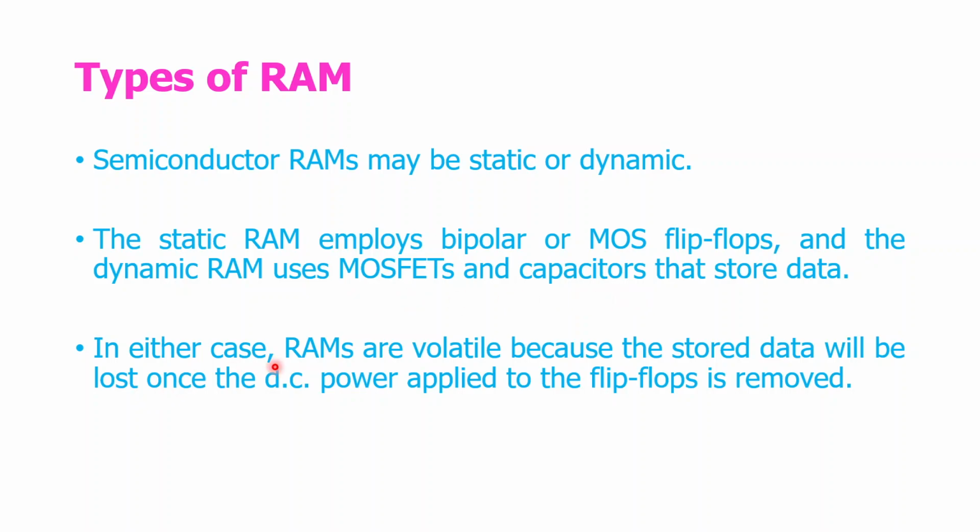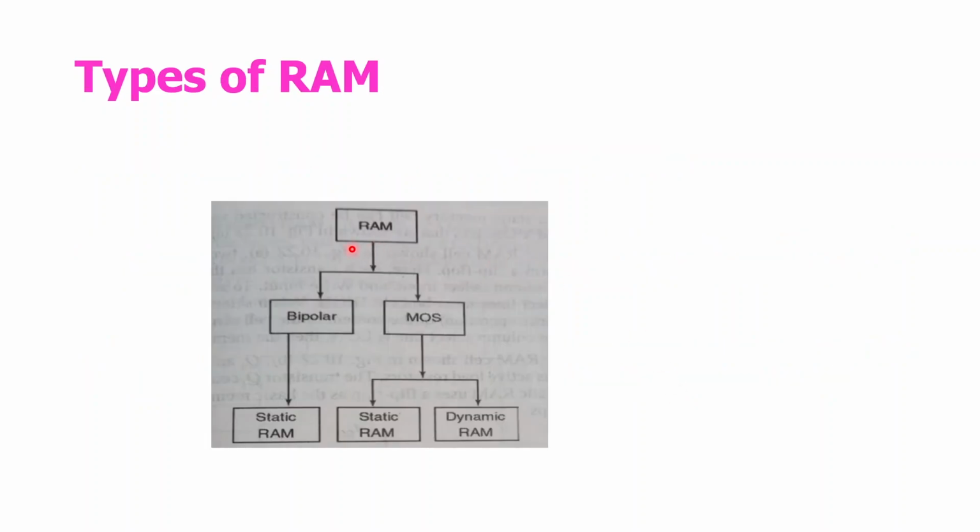In either case both are volatile, that is, as long as the power is given, they can hold ones and zeros. If power is gone, the data will be lost and removed. This is showing the types of random access memory. There are two types of manufacturing process: bipolar and metal oxide semiconductor. If it is bipolar, only static RAM is available; in metal oxide semiconductor, both are available.